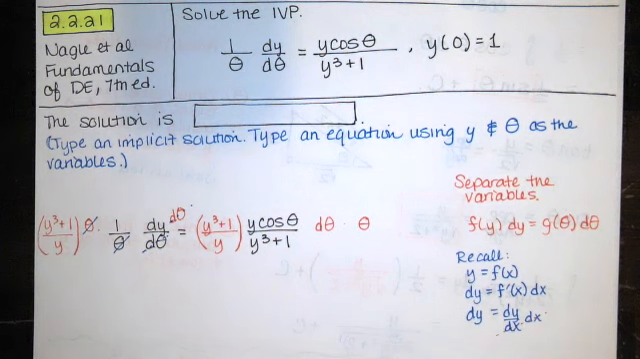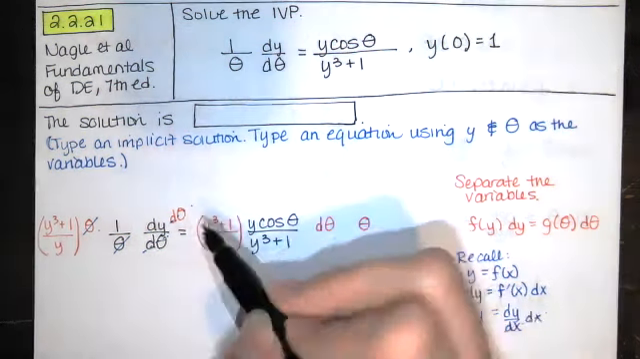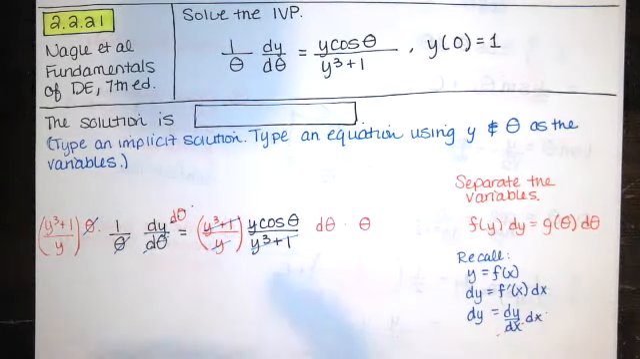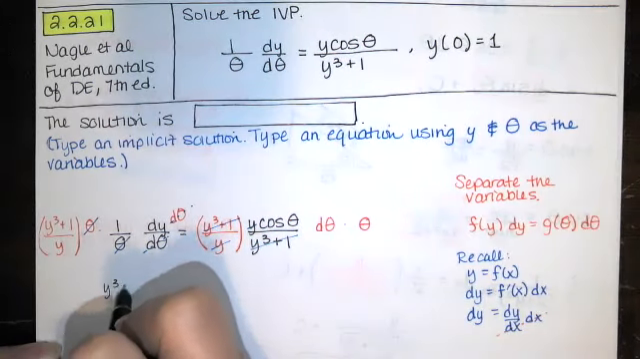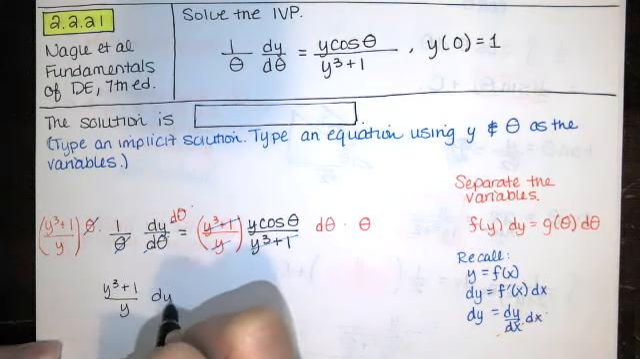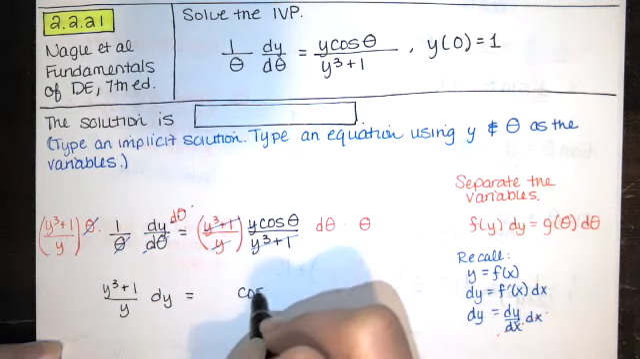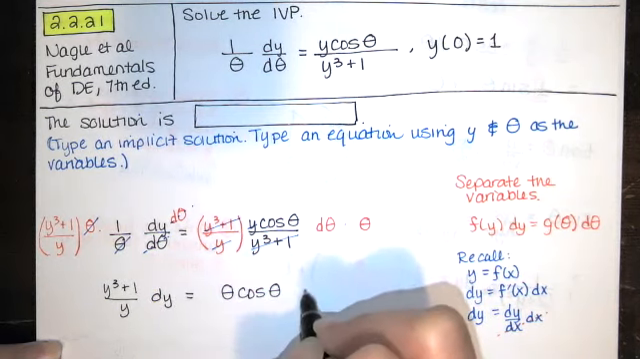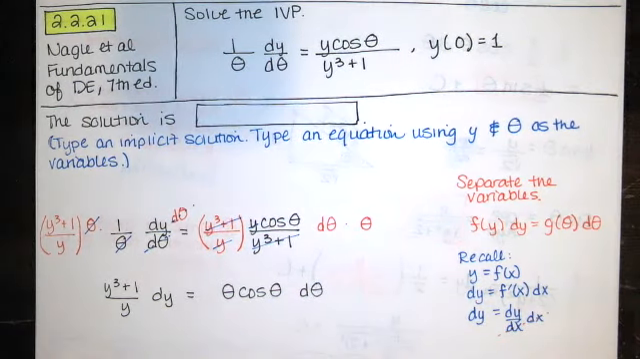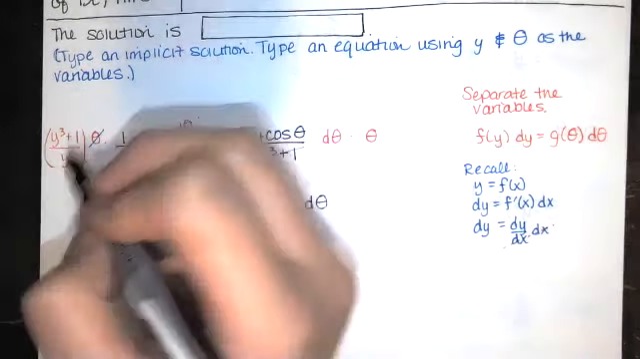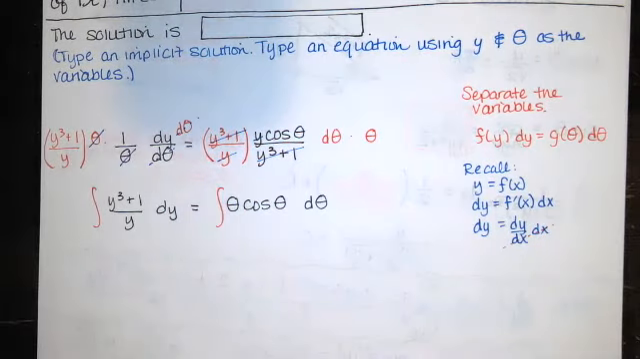Okay, and now that we've done that, I know it's a little bit messy. These guys are gone, the thetas are gone, and what we have on the left-hand side is y cubed plus 1 over y times dy equals theta times cosine of theta d theta. And I'll put that theta out front. And now it's in the right form. We've got a function of y times dy equals a function of theta times d theta. Now that we've separated our variables, we'll just anti-differentiate each side with respect to the variable on that side.